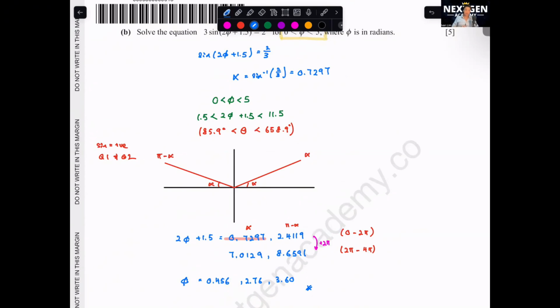Okay, final one on Trigo. If you can do this, can you just type 12? Type 12 for this question here. Any question? Please write down your question.